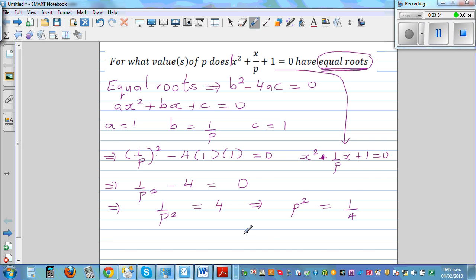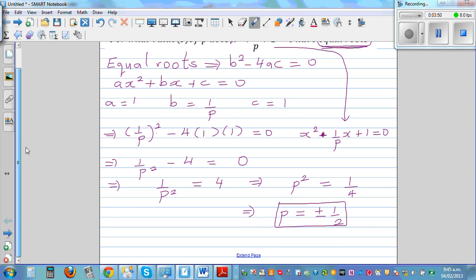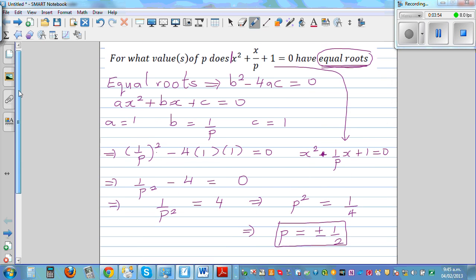Again, the next step is very crucial. For p, you should not write just 1/2, it is plus or minus 1/2. So p is plus or minus 1/2. These are the two values of p. The last step is equally important, where you need to check your answer.